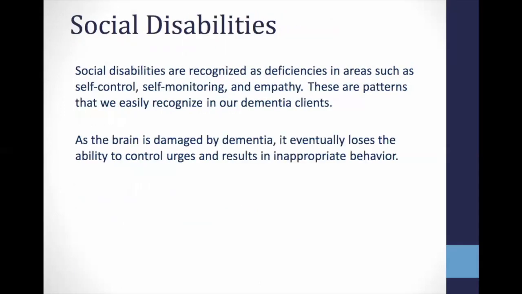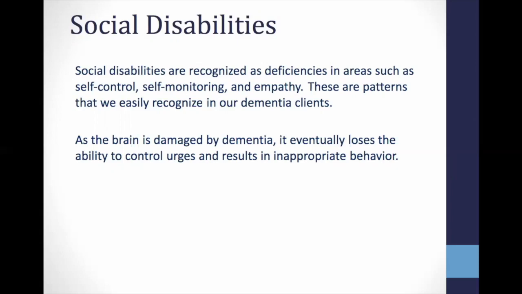So we're going to go ahead and start talking about the social disabilities at this point, okay? Now, social disabilities are recognized as deficiencies in areas such as self-control, self-monitoring, and empathy. These are patterns that we easily recognize in our dementia clients, right? As the brain is damaged by dementia, it eventually loses the ability to control urges and results in sometimes pretty inappropriate behavior, right?